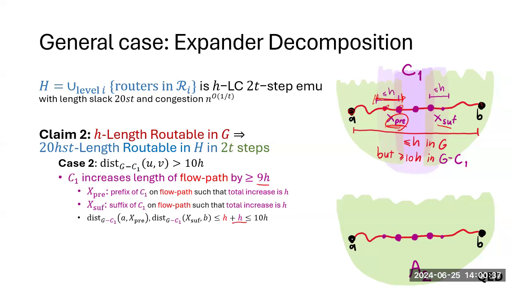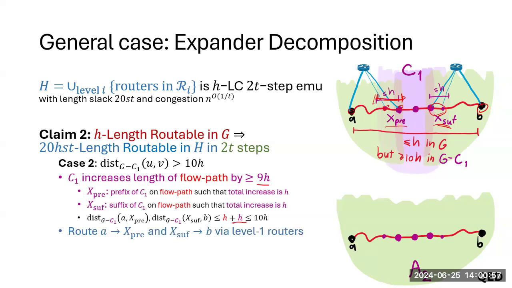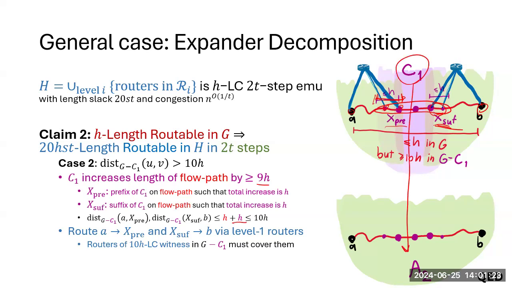So A and X prefix are within distance 2H, meaning that there must exist a router that contains A and X prefix, and similarly there is a router that contains X suffix and B. So the natural thing to do is to route from A to X prefix and route from X suffix to B. This induces a new demand on this subpath. But this new demand is the demand on top of the cut, and that cut, this cut C1, is just how we defined A2, right?